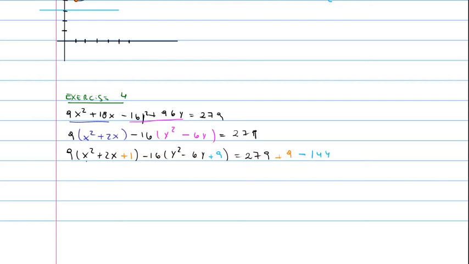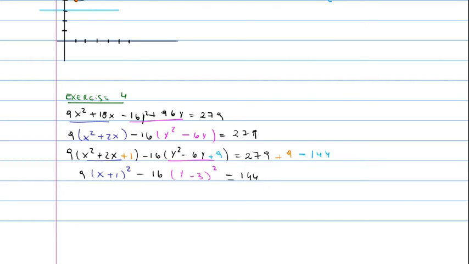So, as we wanted to do, this is a binomial, so we have 9 times x plus 1 squared minus 16 times, again, we formed here a binomial y minus 3 squared, and this will be equal to 279 plus 9 minus 144 is 144.